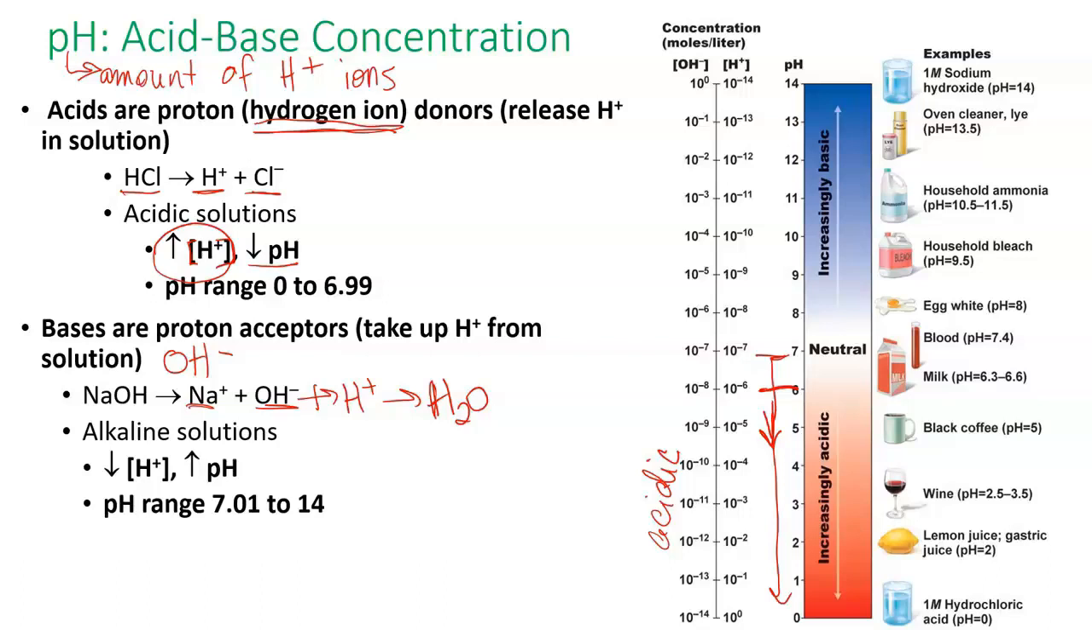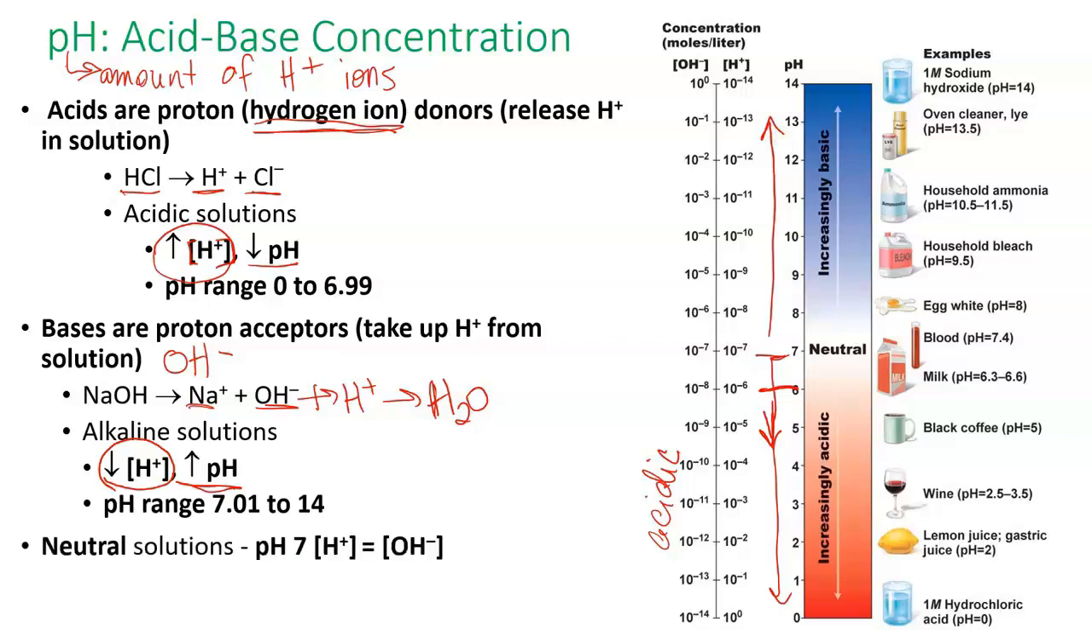The opposite is going to be true with alkaline solutions. They have a decrease in free-floating hydrogen ions because they have hydroxyl groups that are ready to bind hydrogen ions. But on the pH scale, the number will go up. Everything above 7 is considered basic, and that pH range will be from 7.01 to 14. Again, neutral solutions are where the amount of hydrogen ions and the amount of hydroxyl ions are about the same, and that's at a pH of 7.